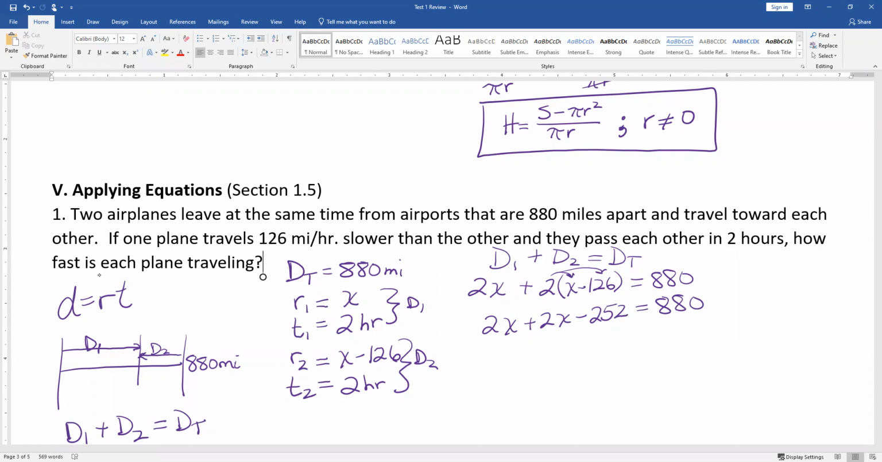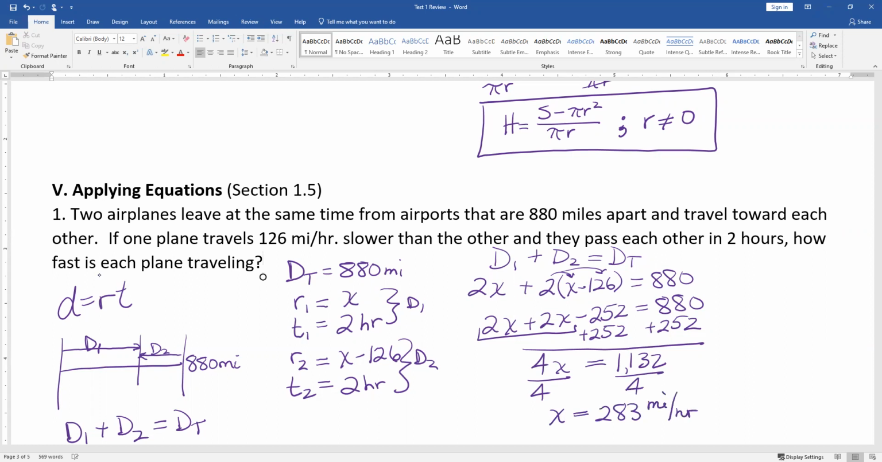All right, now we combine like terms. 2x plus 2x is 4x. And I'm also going to go ahead and add 252. So this is 4x equals 1,132. I think 13, carry my 1, 11. Yep. All right, and we know that 4 is going to divide evenly into 1,132 because it divides evenly into 32. So x equals 283 miles per hour.